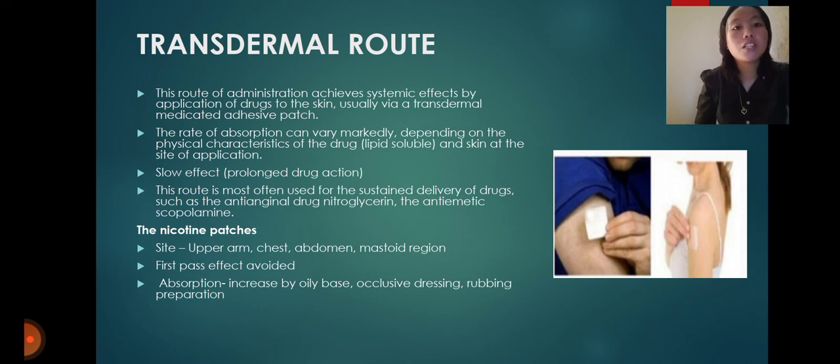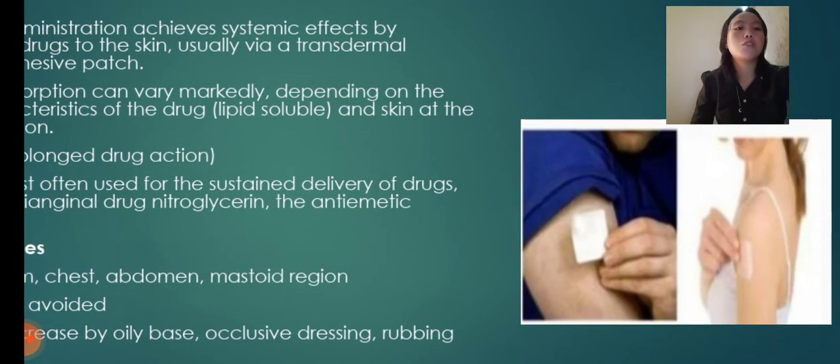This route is most often used for the sustained delivery of drugs such as the anti-anginal drugs, nitroglycerin, the antiemetic, scopolamine. So, the nicotine patches site, upper arm, chest, then abdomen, kayo naman tayo fats, I mean mga skin, and ang iyang common din nga site, then mastoid region. First pass effect avoided, absorption increased by oily base. Oily base kay syempre sa skin, transdermal, derma. Occlusive dressing, rubbing preparation. So, magni siya ng transdermal sa makita sa picture.